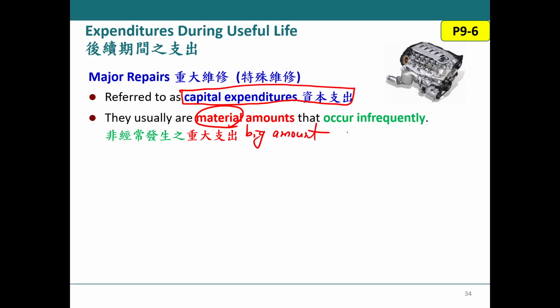So for the big amount of money you spend, do they occur often? Of course not, right? The big money you spend, there's only maybe once or twice each year or once every 2 years, something like that. So they occur infrequently. So it's like what?